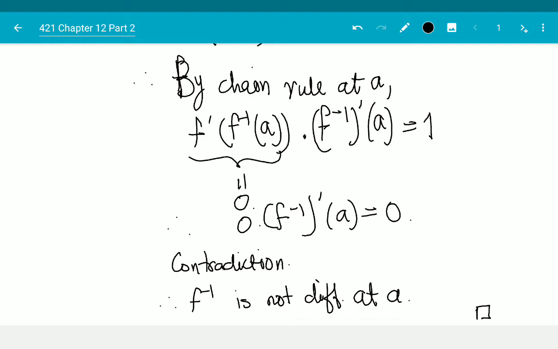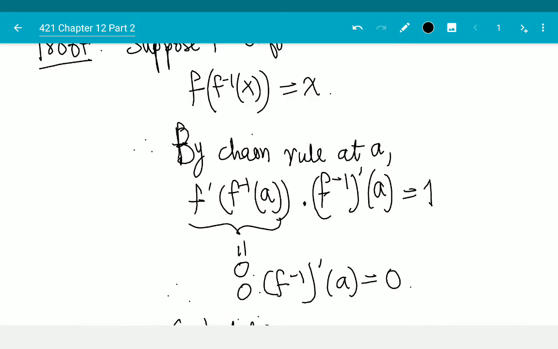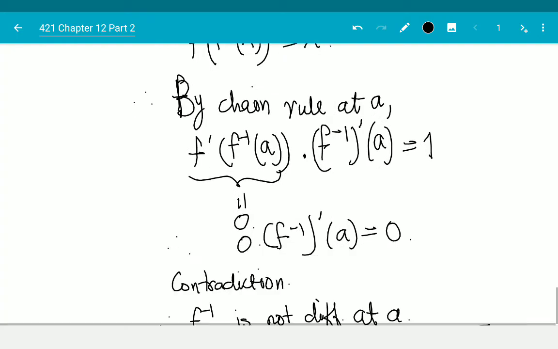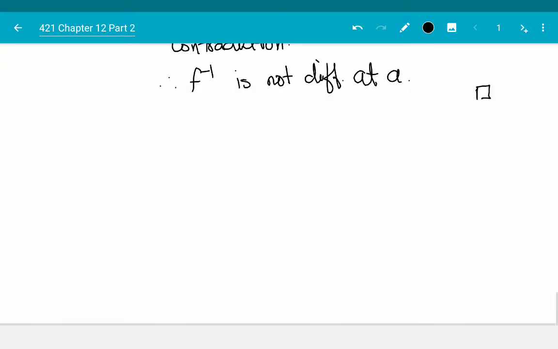Relatively simple. An important point here is that we can only use chain rule if f inverse is differentiable at a. We cannot use the chain rule otherwise. Okay? And so, next theorem.